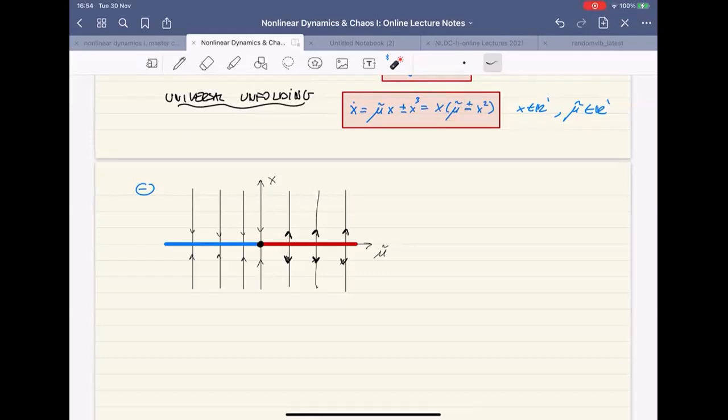Okay. But more importantly, when I'm in the negative territory here, all of a sudden I have an additional equilibrium point, because when mu tilde was negative, I could not solve this system for 0.